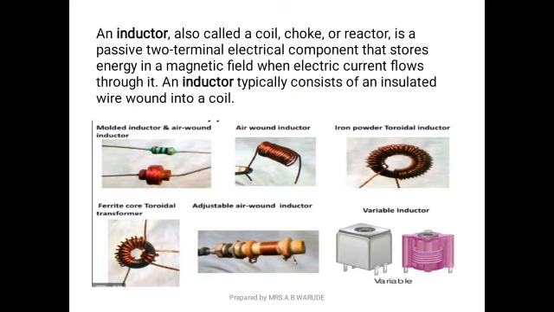These are some photographs of various inductors. An inductor is also called a coil, choke or a reactor, and it is a passive two terminal electrical component that stores energy in a magnetic field when electric current flows through it. An inductor typically consists of an insulated wire wound into a coil.